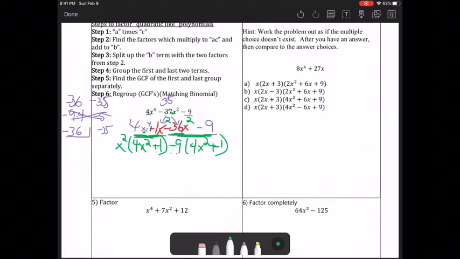So one thing that I notice now is that I both have 4x squared plus 1 in each part. So it's going to be 4x squared plus 1. So I divide those out, and what I'm left with is x squared minus 9. Now, that's initially our factored form.